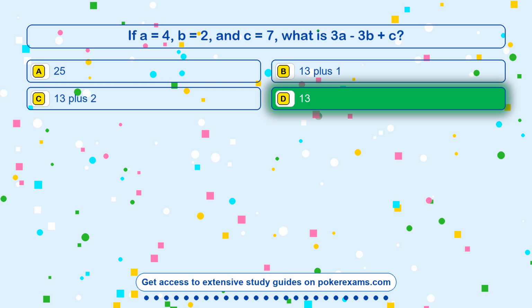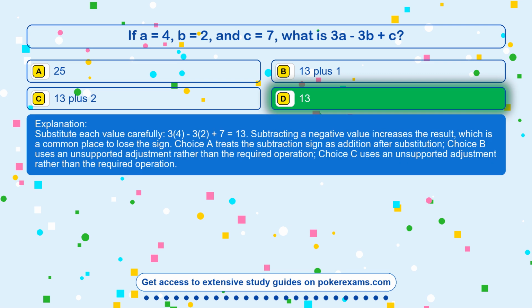The correct answer is option D, 13. Substitute each value carefully. 3 times 4 minus 3 times 2 plus 7 equals 13. Subtracting a negative value increases the result, which is a common place to lose the sign. Choice A treats the subtraction sign as addition after substitution. Choices B and C use an unsupported adjustment rather than the required operation.